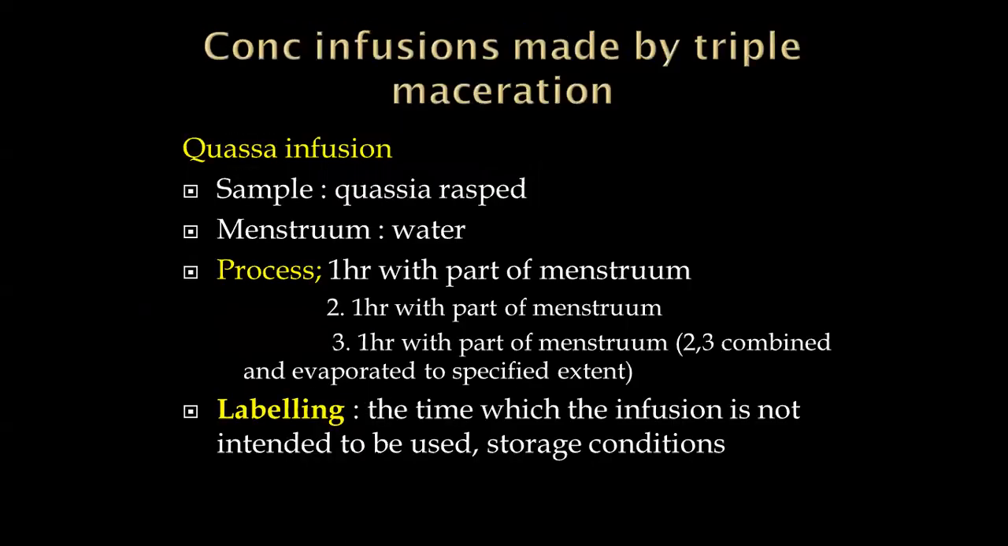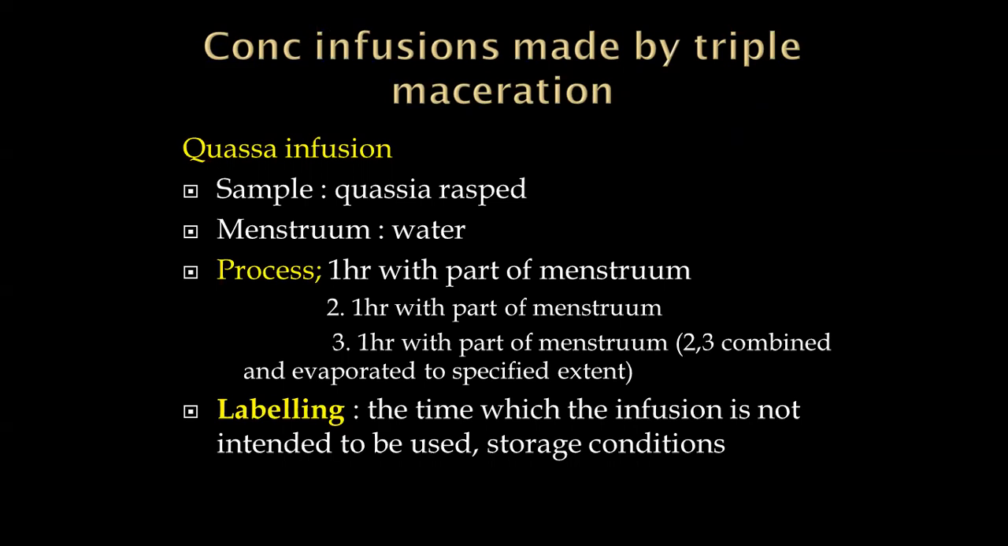So consider an infusion made by triple maceration. Both double and triple maceration I'll be explaining in the later part of this video. One example is the quassia infusion. So the quassia raspings you can take, and here water is the menstruum. In triple maceration, the name itself indicates that we are doing maceration three times.